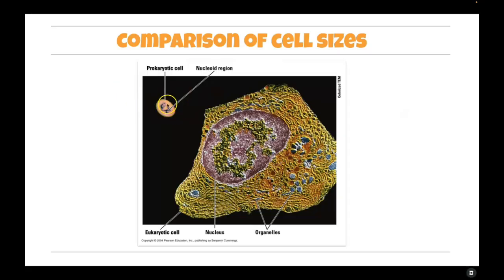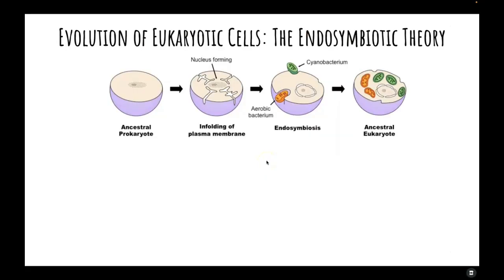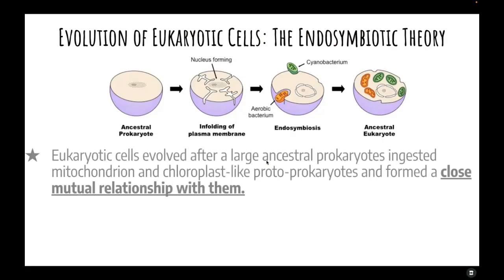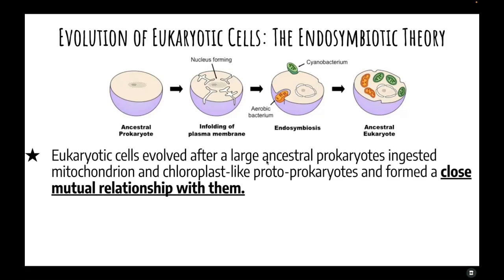All right. Why are we talking about the size of the cells? Remember we said prokaryotes are super, super tiny compared to eukaryotic cells. And so this leads to something called the endosymbiotic theory. This is a fascinating theory that basically describes how eukaryotic cells evolved. And if you think about it, do we have eukaryotic cells or do we have prokaryotic cells? Do we have a nucleus? We have a nucleus, so we have eukaryotic cells.